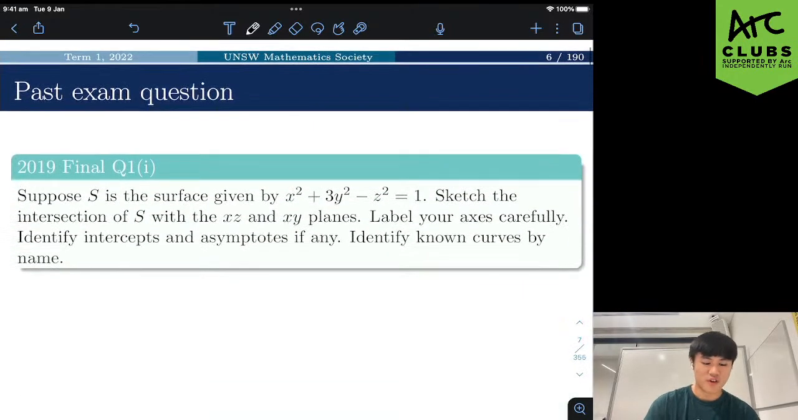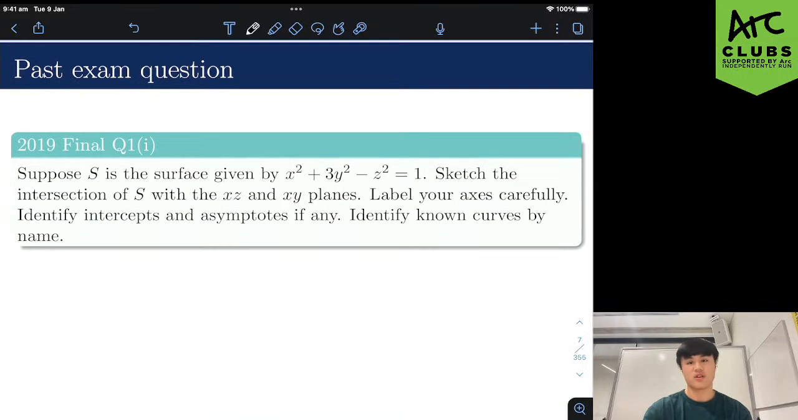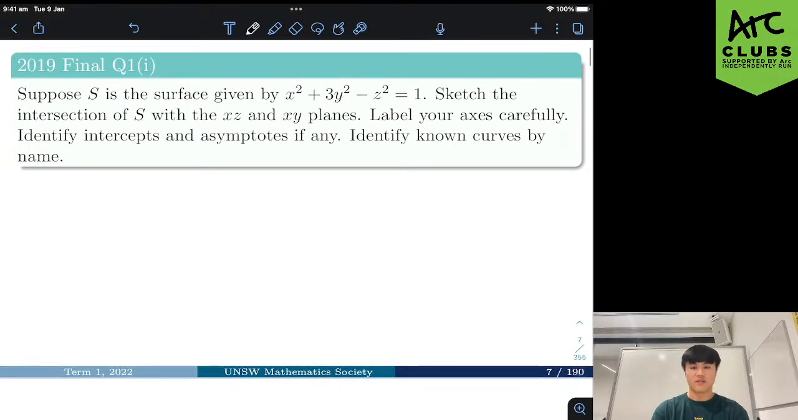We'll finally move on to a question now. In this first question, suppose we have this surface S, given by this equation: x squared plus 3y squared minus z squared equals 1. We want to sketch the intersection of S with the xy, the xz, and the yz planes. Then we need to identify any intercepts and asymptotes as well and name it.